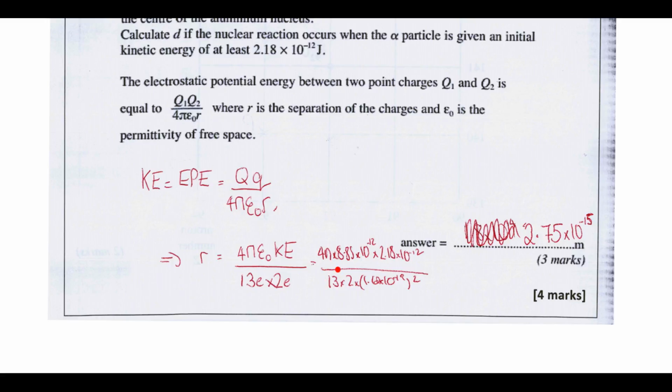If you notice, up on the previous part of the question, we knew how many protons there were in the nucleus, and we can get this value here, 2.75 times 10 to the minus 15. All right, let's move on to the next question.